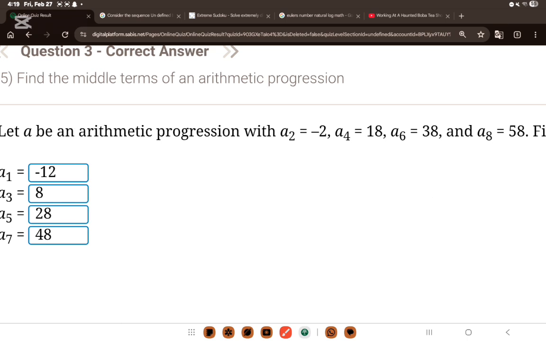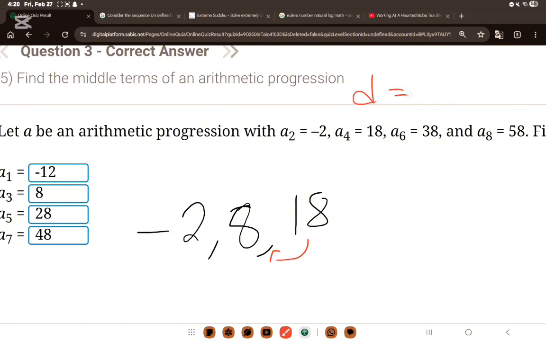Now let me just write the updated sequence. So it's going to be 2, 8 and 18. Now if you found one, you can find all of the others. All you need to do is just find the common difference. How much is the common difference? It's going to be 18 minus 8, which is equal to 10.